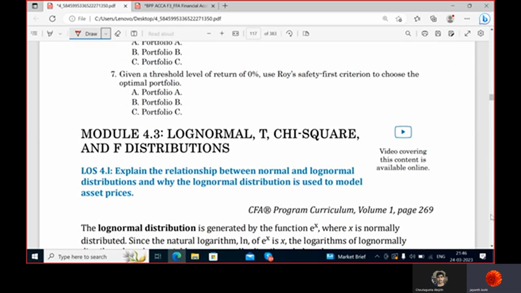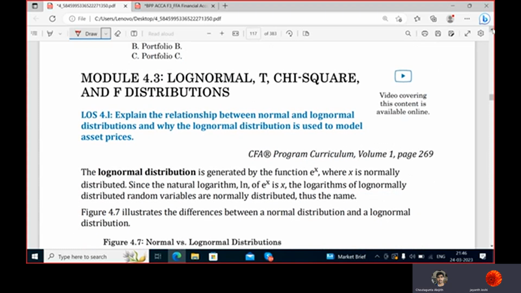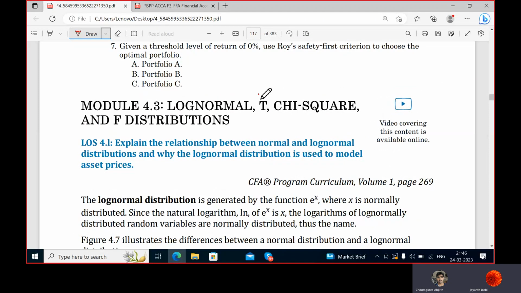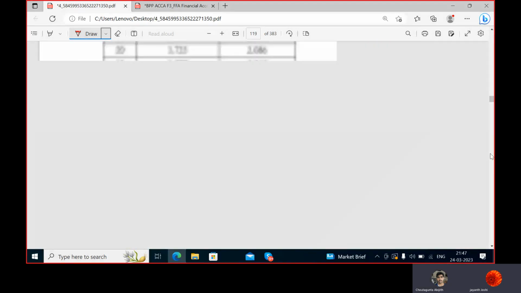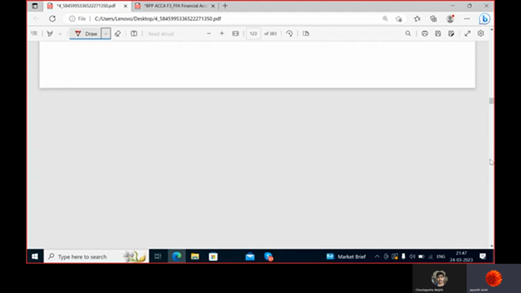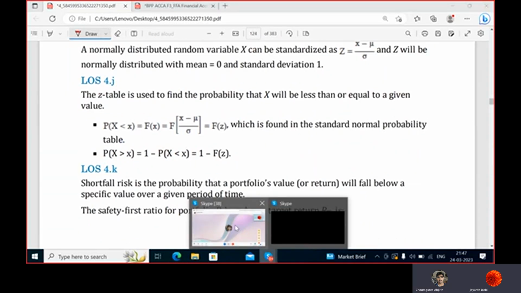You have to do these questions. We will start from log normal, T distribution, chi-square, and F distributions in the coming class. That is tomorrow. I am going to put a full stop to this chapter. Okay. Then sampling.